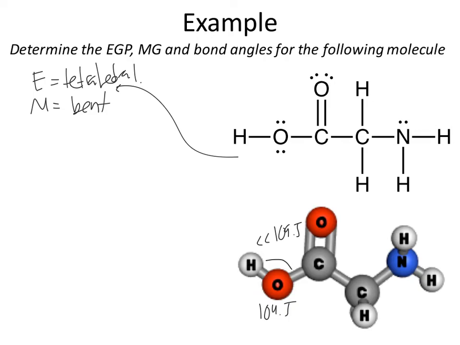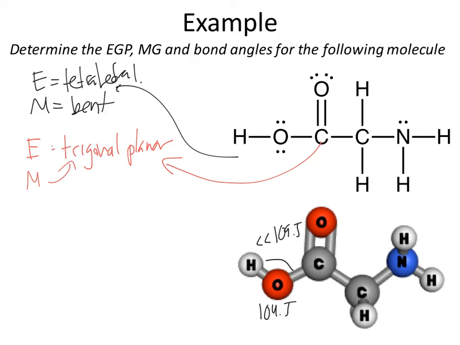Now let's look at the carbon. The carbon over here has 1, 2, 3 charge areas. Something that has 3 charge areas is going to be trigonal planar. Now, because that carbon doesn't actually have any lone pairs around, the MG is also going to be trigonal planar. So when we look at this carbon and oxygen, all these things will be in that same plane.